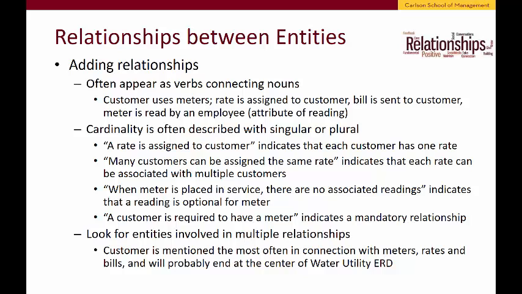As usual, minimum cardinalities are more difficult to detect than the maximum. When meter is first placed in service, there is no associated readings. That sentence indicates that a reading is optional for meter, at least at the beginning. Words like required, as in a customer is required to have a meter, indicate a mandatory relationship between customer and meter.